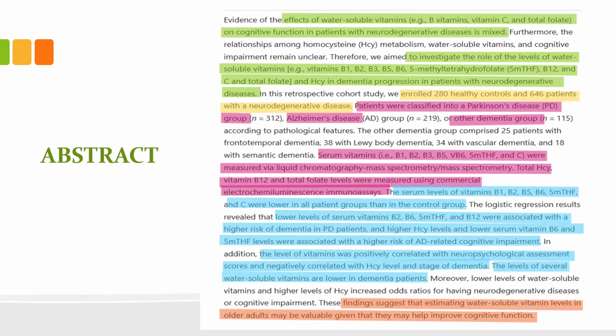The level of vitamins were positively correlated with the neuropsychological assessment score and negatively correlated with the homocysteine level and stage of dementia. So the findings suggest that estimating water soluble vitamin level in older adults may be valuable given that they may help improve their cognitive function.